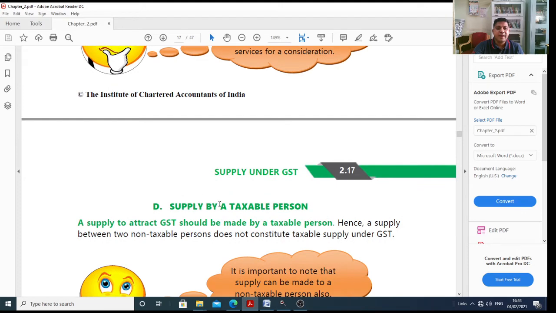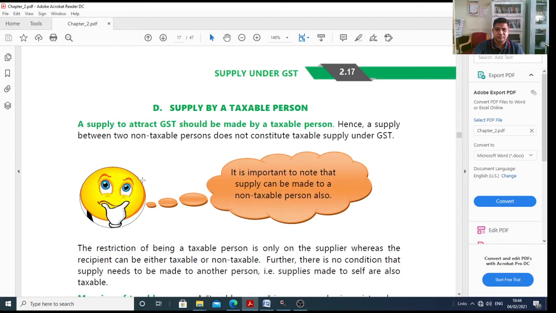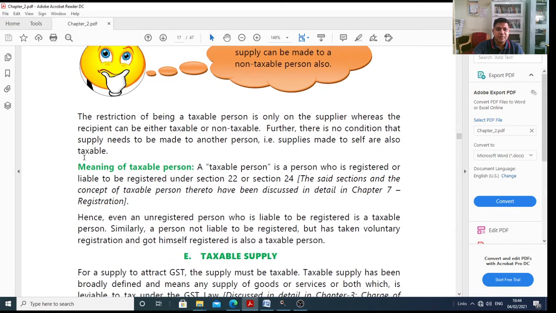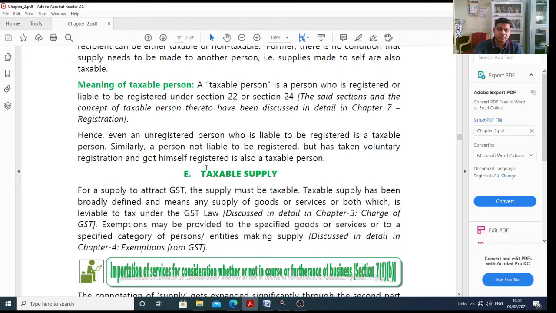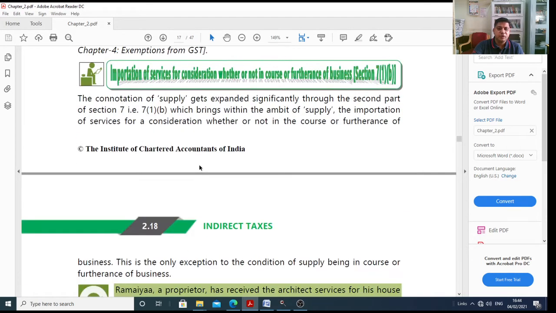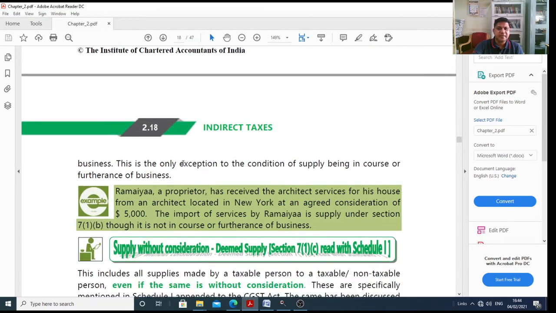Supply by a taxable person. Supply should be made by a taxable person. Now what do you mean by taxable person? The person who is registered or liable to be registered under sections 22 and 24 of the GST. Now we will talk about one more example.